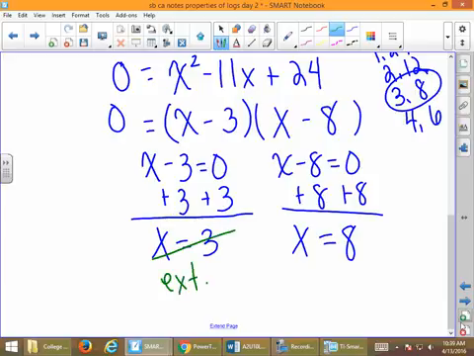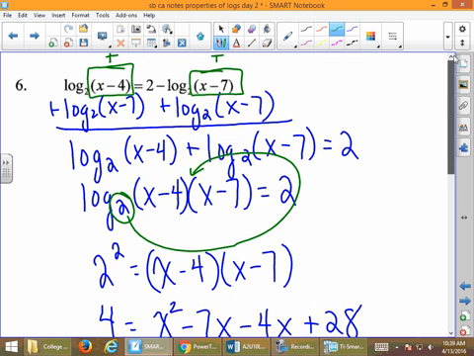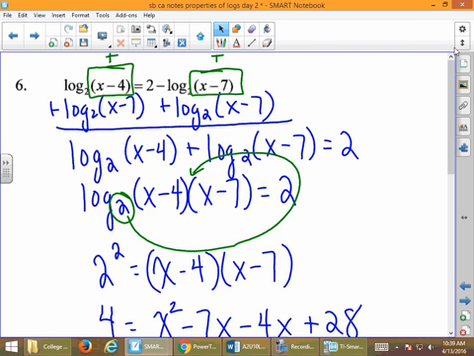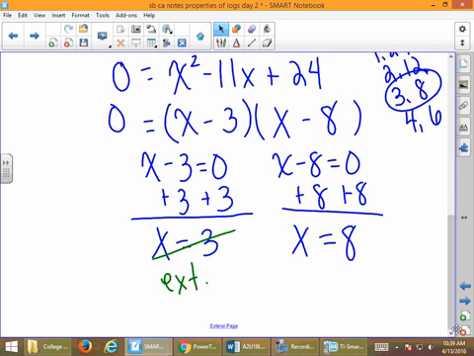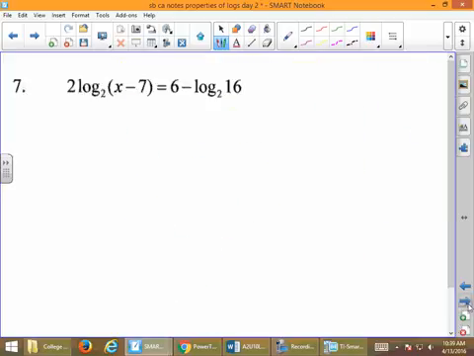I do believe that 8 is a viable solution. Yes. 8 minus 4 is 4. 4 is positive. 8 minus 7 is 1. 1 is positive. So x equals 8 for our solution there. Well, for once, a positive number was extraneous, but it was still the smaller of the two numbers. And I don't think that there's a pattern to that, but there could be.